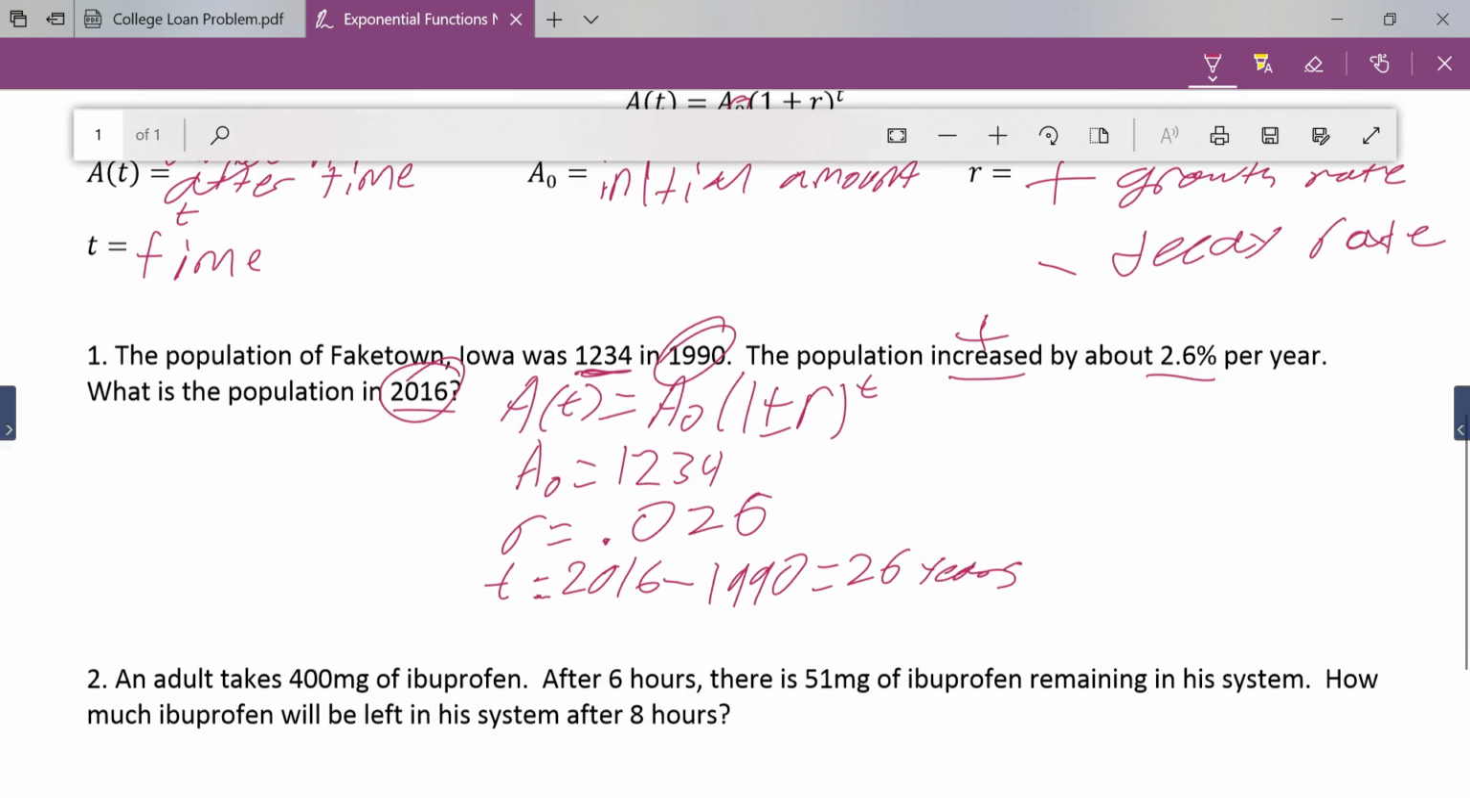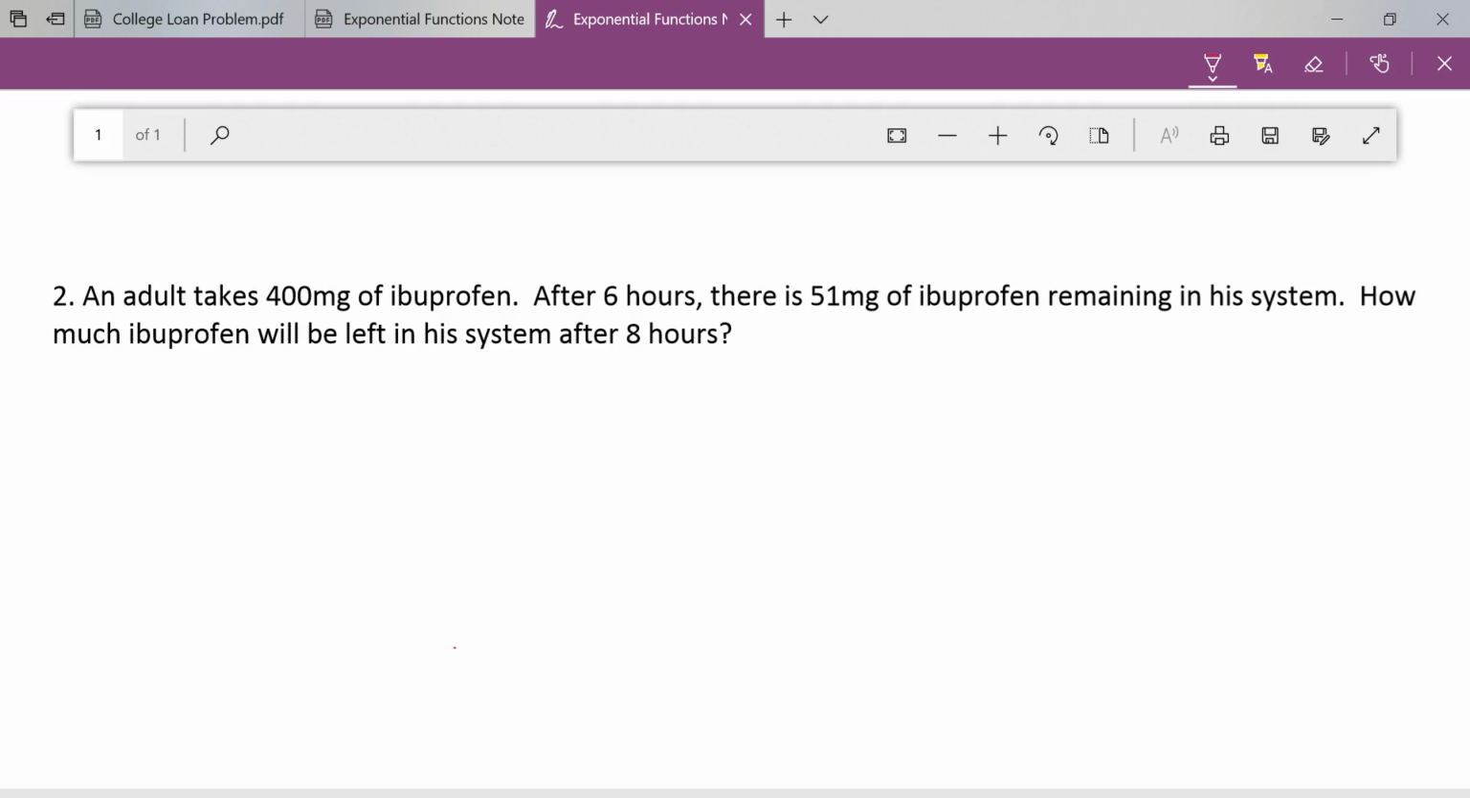And now we have all the parts that we need to solve for A of 26. So we set this up as saying, well, we want A of 26. We know that that's equal to 1,234 times 1 plus 0.026 raised to the 26th power. And this will give us about 2,405.